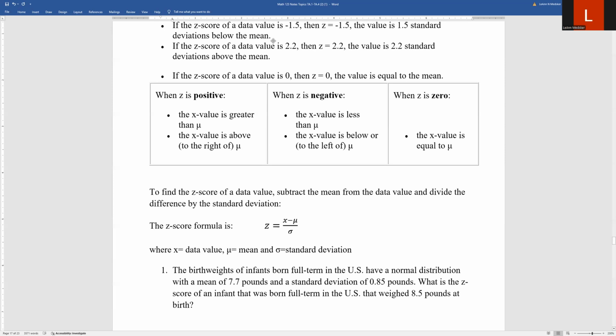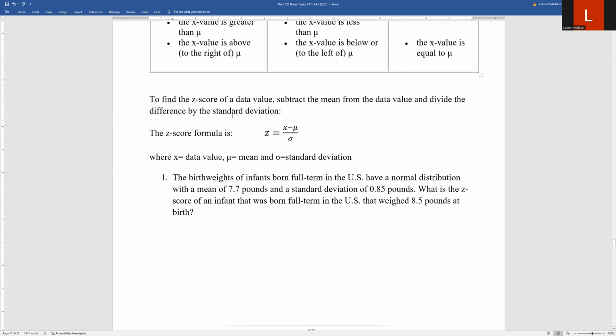So let's look at this example. The birth weight of infants born full term in the US have a normal distribution. So they're telling us it's normal so that we can do this formula. Okay. The mean is 7.7 pounds. The standard deviation is 0.85 pounds. So that's for all US babies that are born full term. That's their average and their standard deviation. What is the z-score for a specific infant that weighed 8.5? So we're putting this one infant on our scale, okay, to see where they would fall on the bell curve.